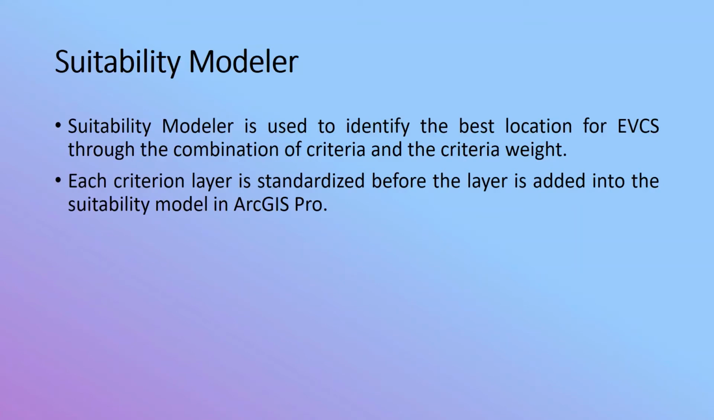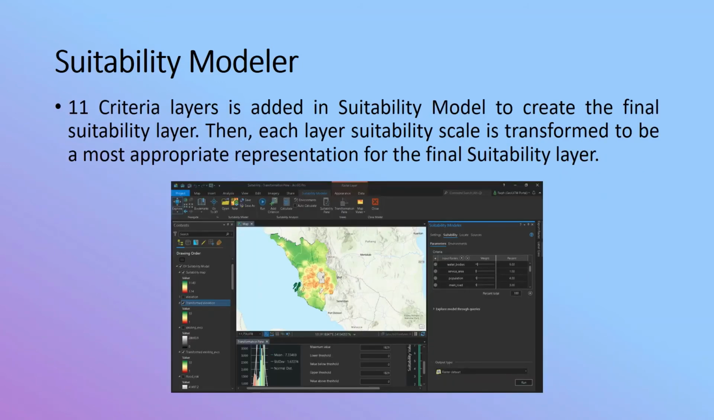The suitability modeler is used to identify the best location for EV charging stations through the combination of criteria and the criteria weight. Each criterion layer is standardized before the layer is added into the suitability model in ArcGIS Pro. The 11 criteria layers are added in the suitability model to create the final suitability layer.